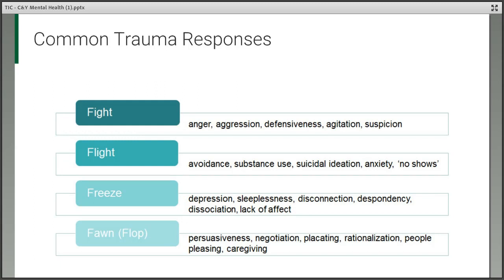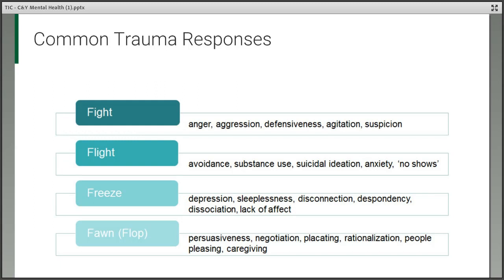And then we have the freeze folks. So these are people who just shut down. They may be prone to things like depression. They may sleep a lot. They may not sleep at all. They may struggle with connection, show lots of overwhelm, despondency.